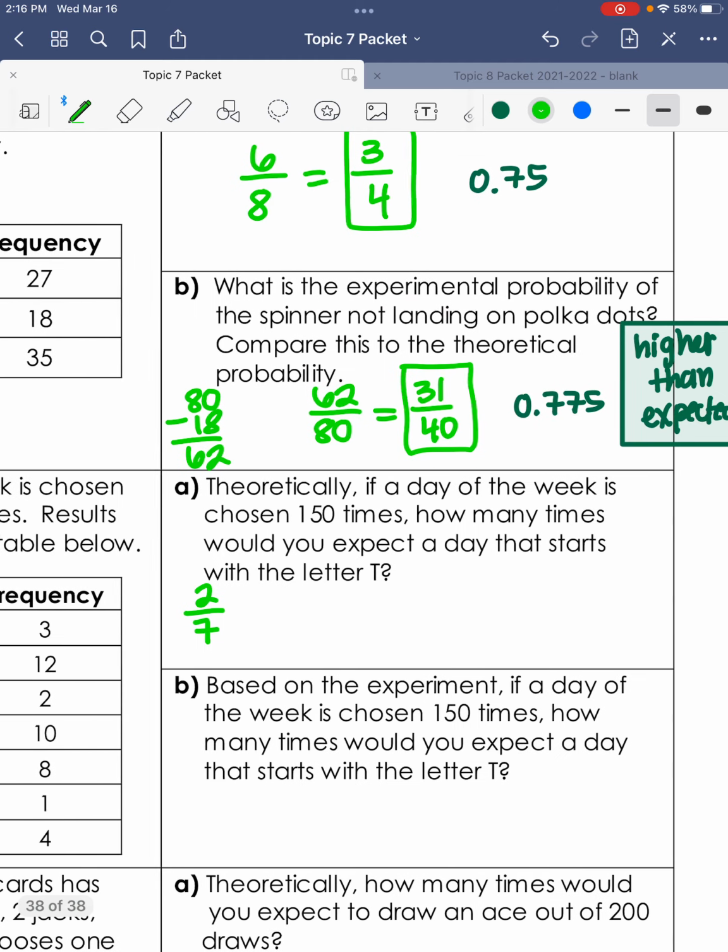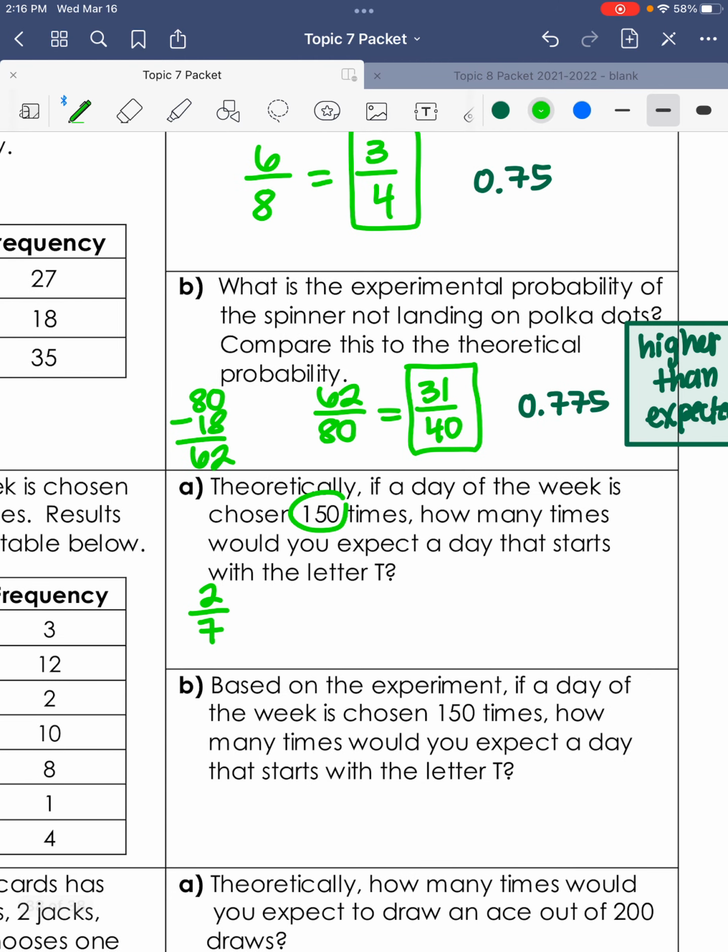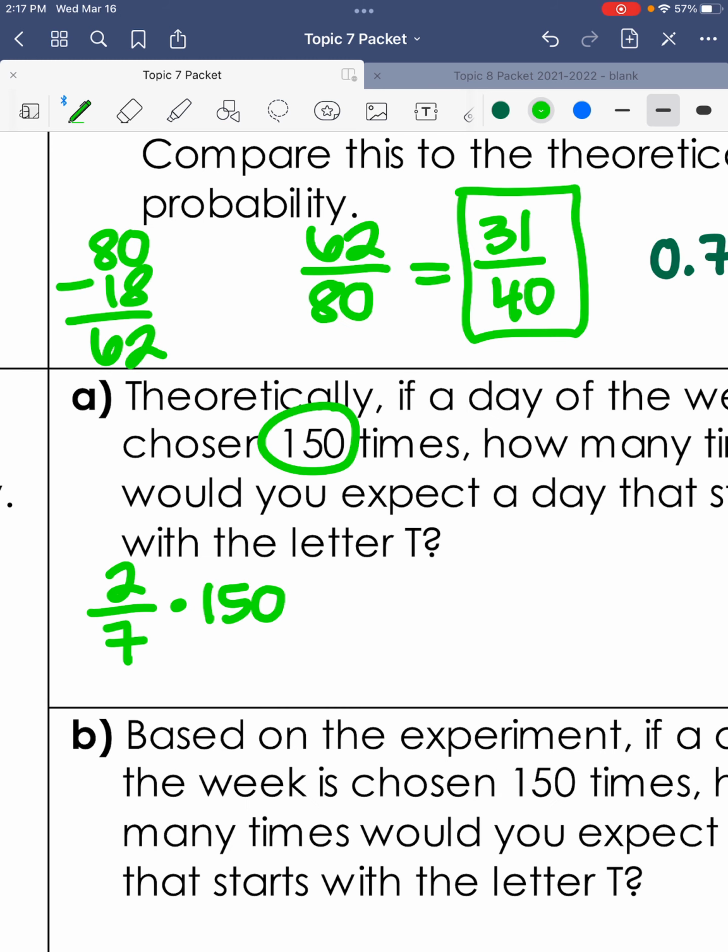But we're told that if we choose it 150 times, how many times would we expect that? So I'm going to take 2 divided by 7 and multiply that times 150. So the way I put that into my calculator is 2 divided by 7 times 150. And when I put that into my calculator, I get a long decimal. Looks like it doesn't end. So I've got 42.85, and it keeps on going, right?